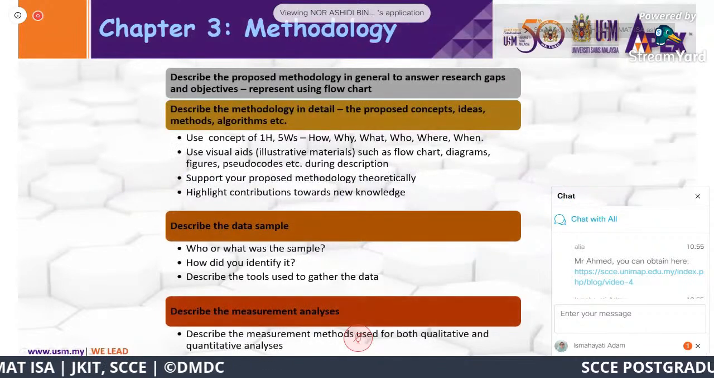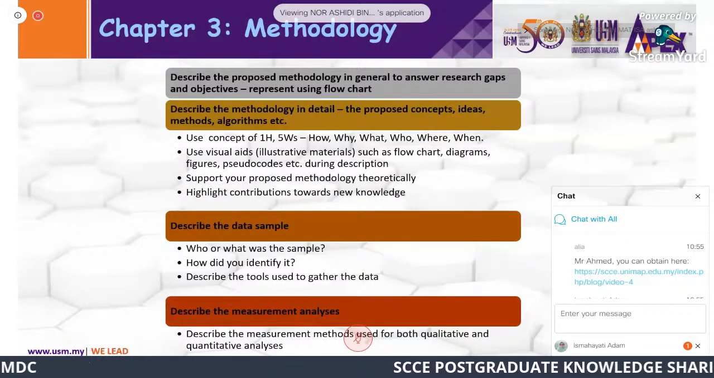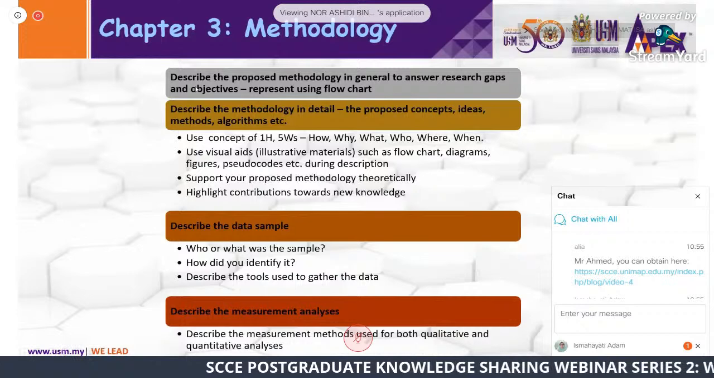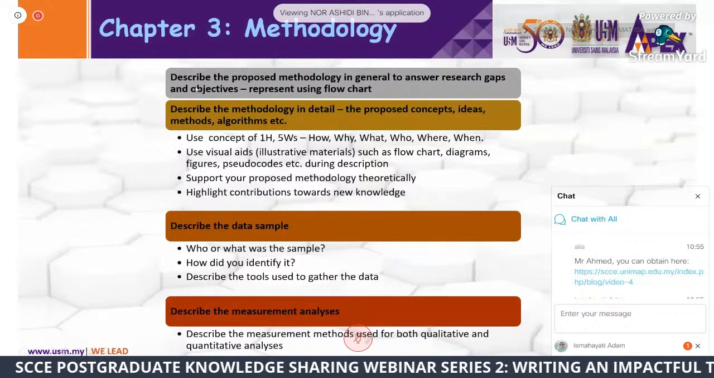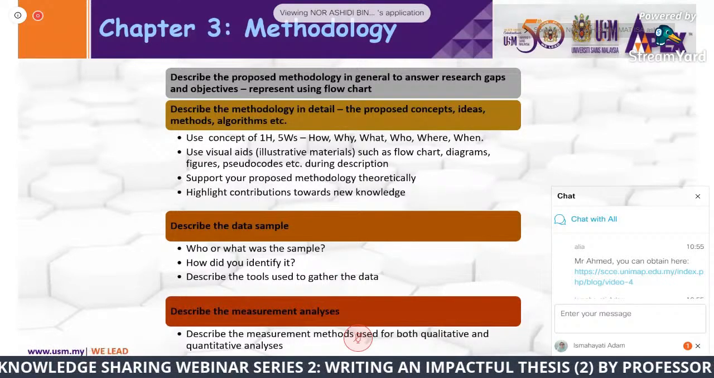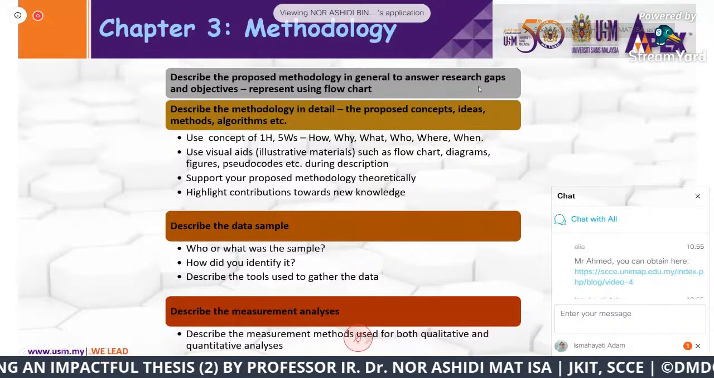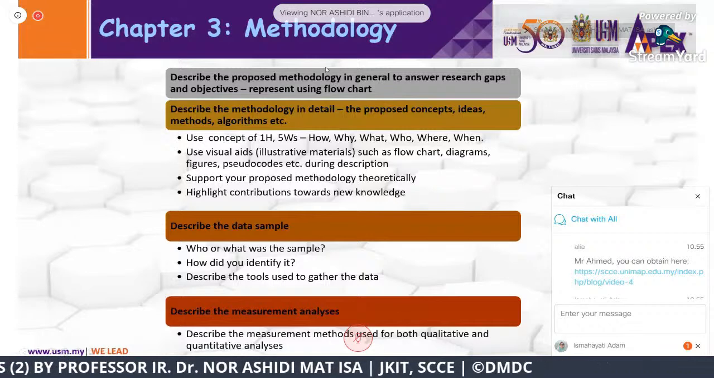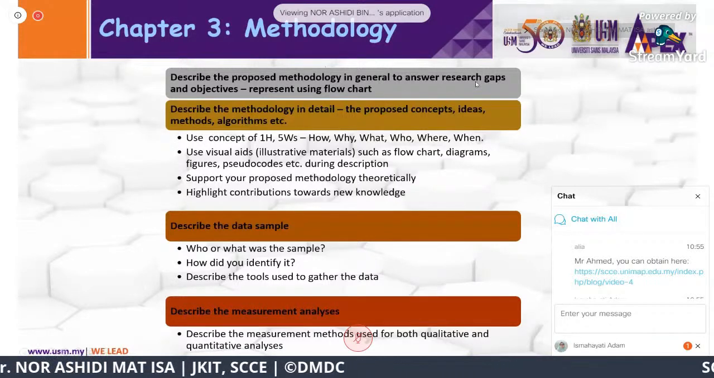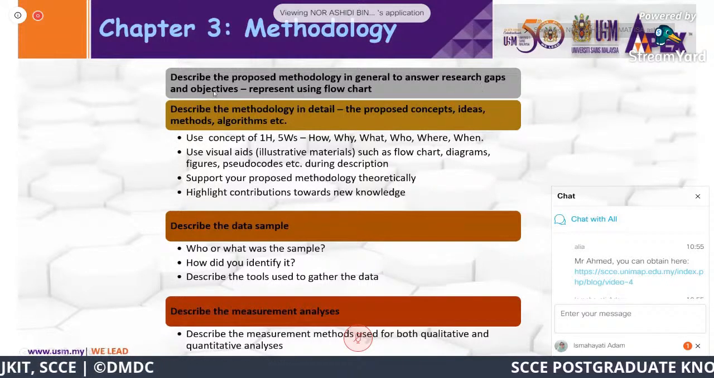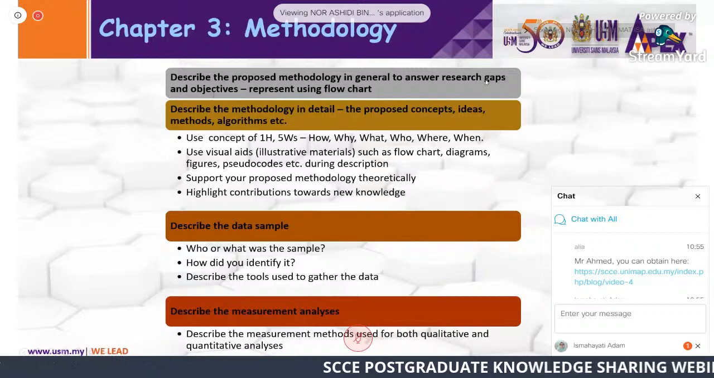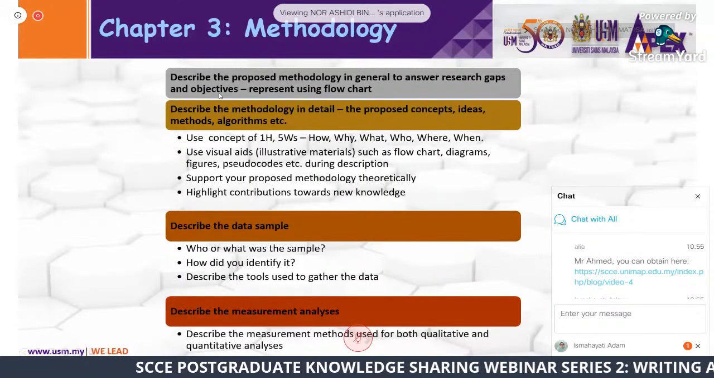Now we move to the methodology. After you get the problems and the research gap, you need to propose the methodology, which in general answers your research gap. Whatever methodology is proposed, it must refer to your research gap and to your objective, because based on your research gap, you will derive your objective.